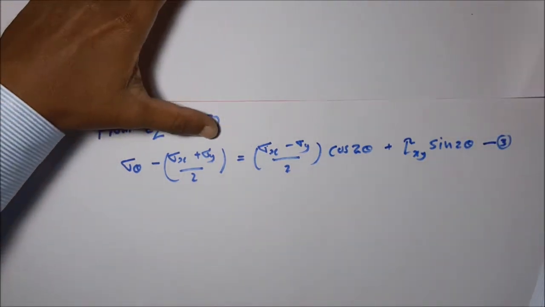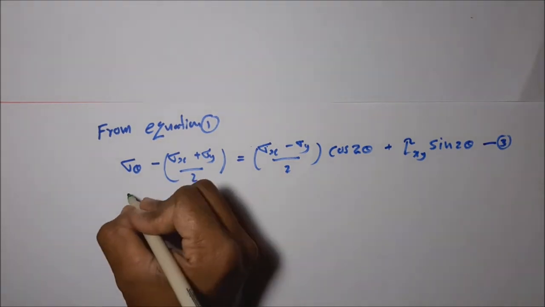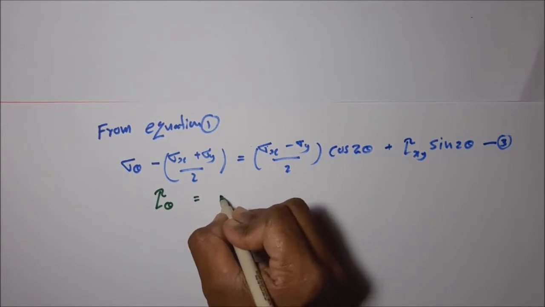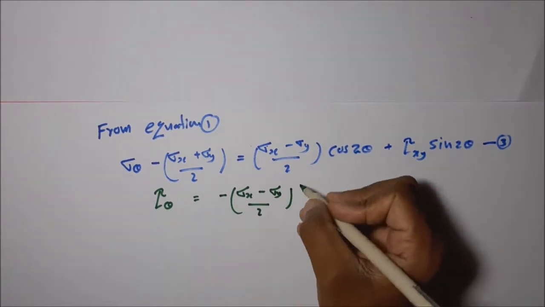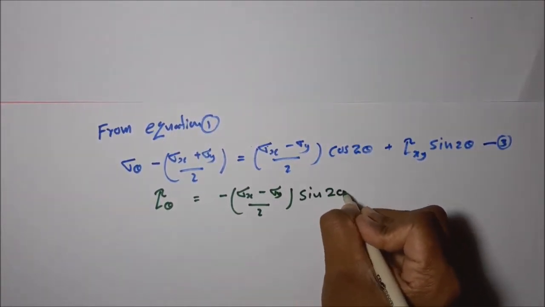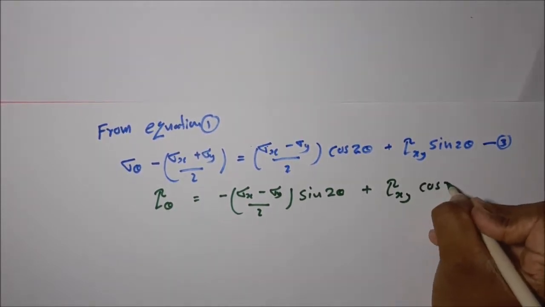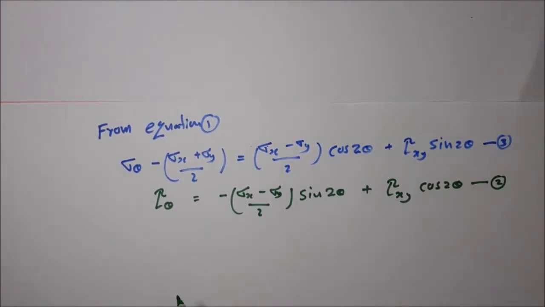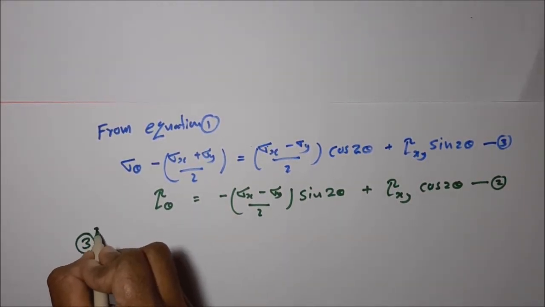Okay, equation 3. Then I will write the shear stress equation here also. What is the equation for the shear stress? Tau theta is equal to minus sigma x minus sigma y divided by 2 sin 2 theta plus tau xy cos 2 theta. We have given this the number 2.